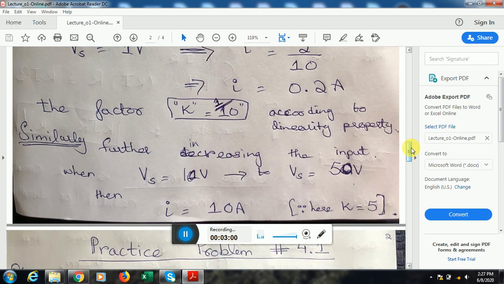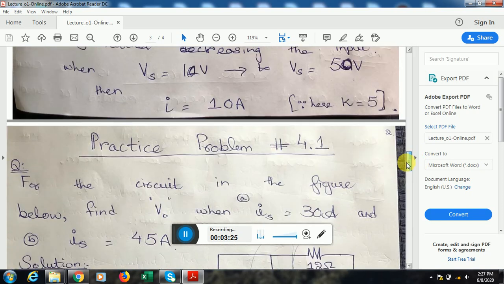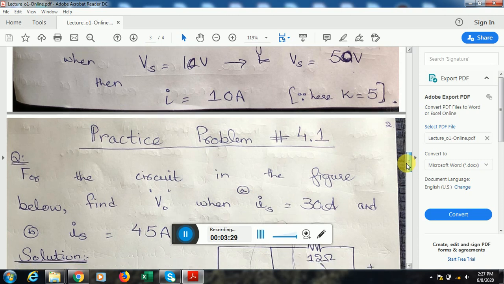Now further, we'll consider another example in which we'll increase the input by 5 times, that is from Vs 10 volt to Vs is equal to 50 volts. So this means the current, which was previously 2 ampere, should also increase 5 times. So 2 times 5 is 10 ampere. So the scaling factor over here is K is equal to 5. This is how it is shown that when we linearly increase the input, the output also increases linearly.